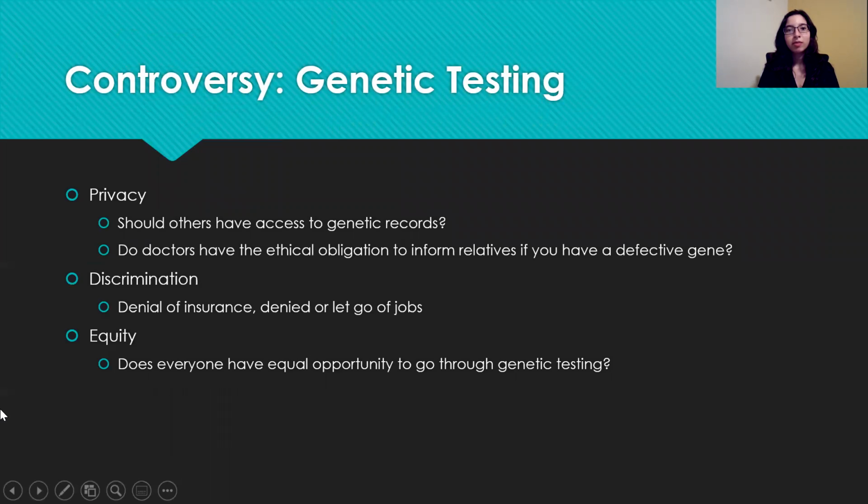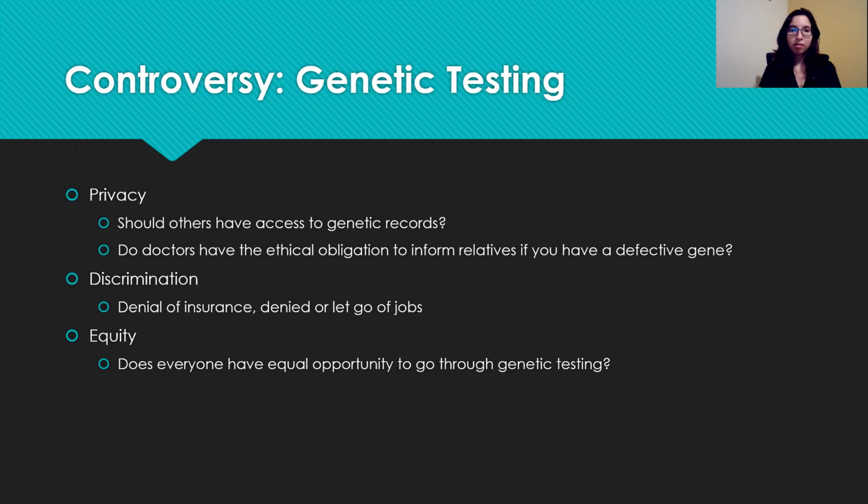There is controversy regarding genetic testing, which is seeing if you already have some risk of genetic disorder in your genome. There are three major issues surrounding it. First is the issue of privacy. Should others have access to genetic records? And do doctors have the ethical obligation to inform relatives if you have a defective gene?